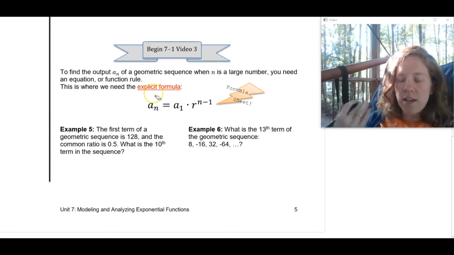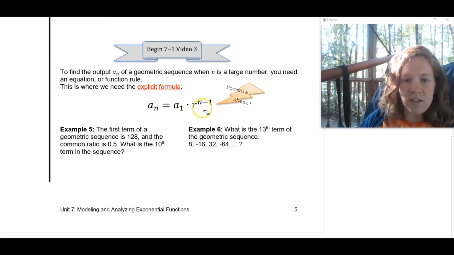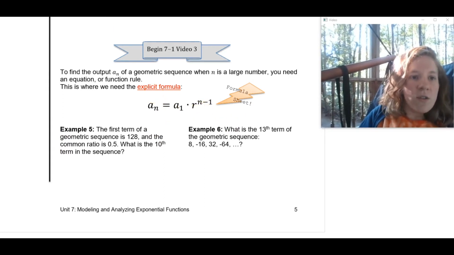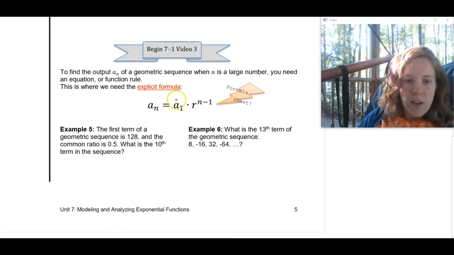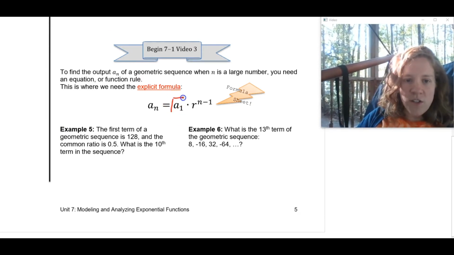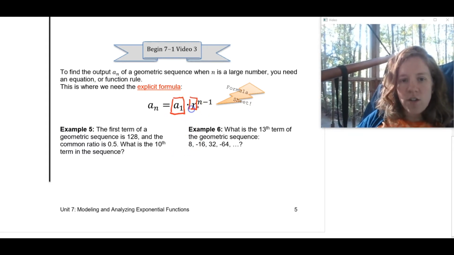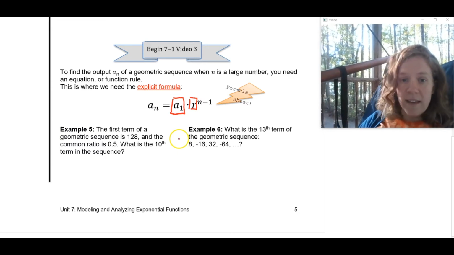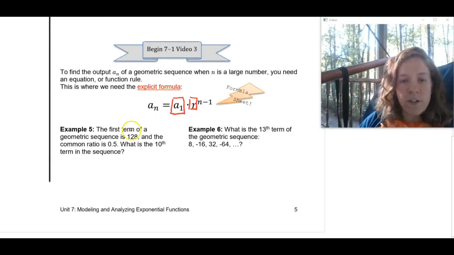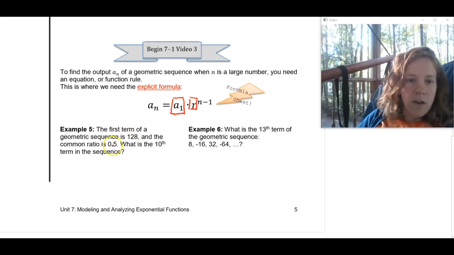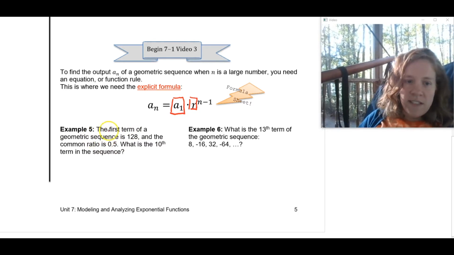This is your formula. I showed you in the previous video where to find that on your formula sheet. There are two things you're going to have to plug in here. You're going to have to plug in your first term, same as we did with arithmetic, and you're going to have to plug in your common ratio. I showed you in the first video how to find that common ratio. So let's do a couple of examples.